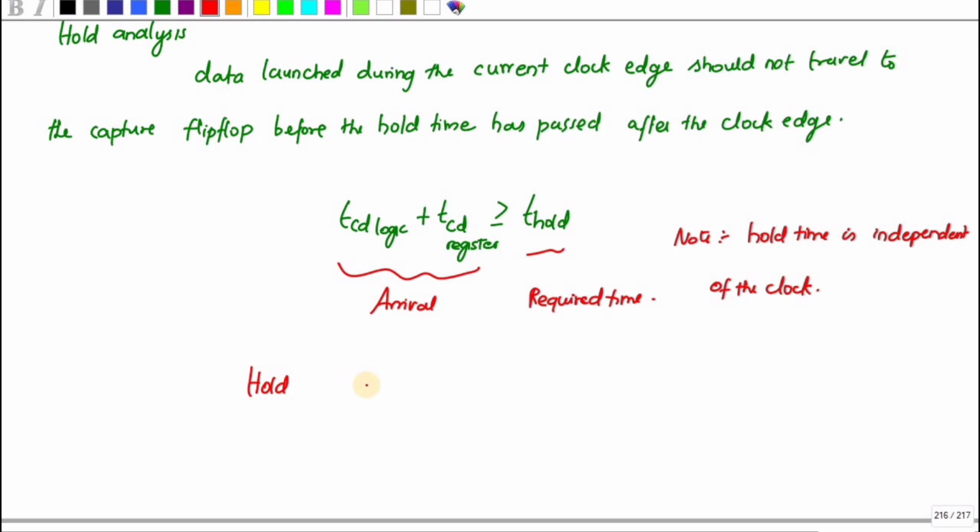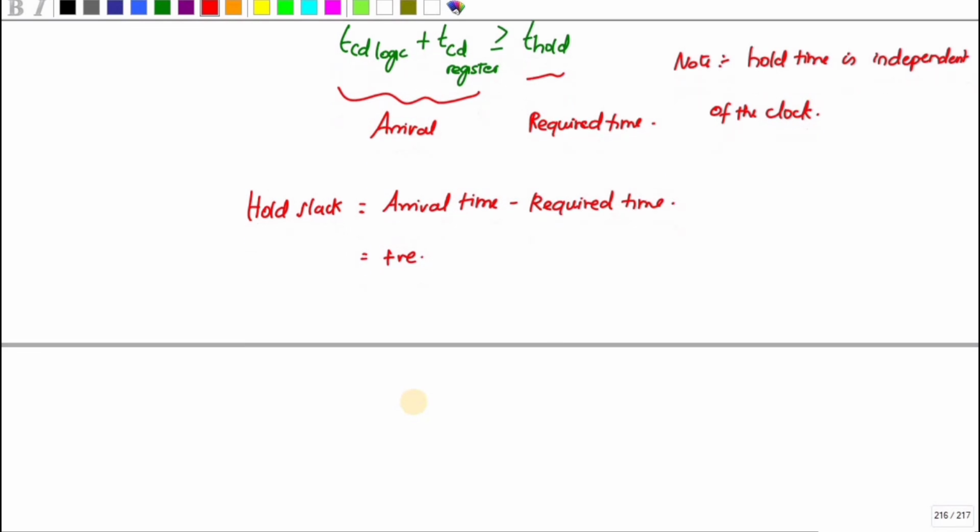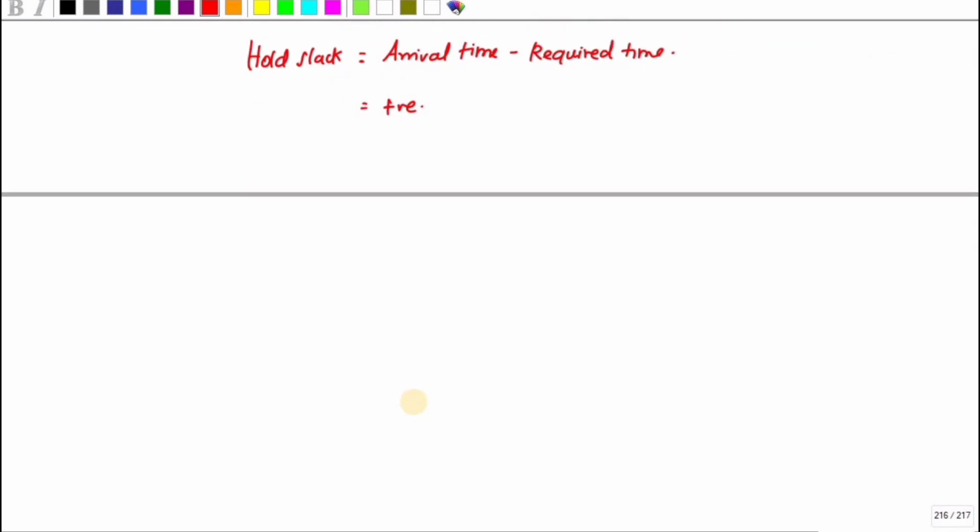So this is equal to arrival time minus required time. If it is positive, there is no hold time violation. So hold slack is also called minimum data arrival time minus maximum clock path delay.